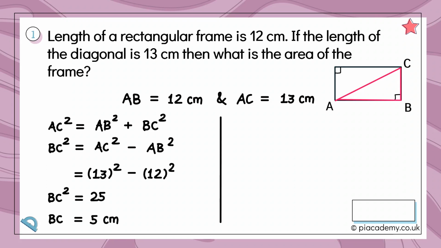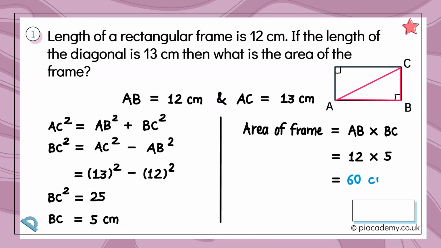Now we have been asked to find the area of the frame. So what we do over here is that the area of the frame is equal to AB times BC, that is the length times the width. So this is going to be equal to 12 times 5, which in turn gives us 60 centimeters squared as the answer. Thus the area of the frame is going to be 60 centimeters squared.